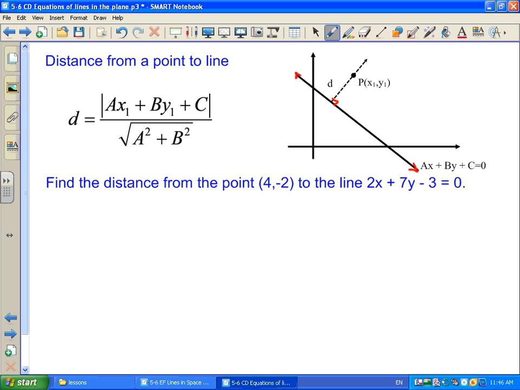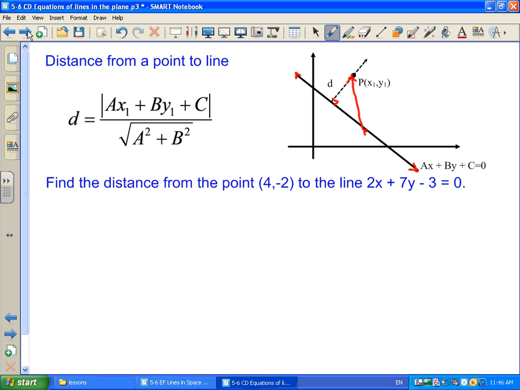Now the textbook goes through a big long derivation of how you do this. It involves picking a point on the line, drawing a vector between those two points, doing the projection of this vector onto the normal, et cetera, et cetera. What you need to know and remember is this formula right here and how to use it. Okay? All this formula is, is our Cartesian equation with the coordinates of the point, x1 and y1, substituted in. We take the absolute value of that, and then down below we've got the magnitude of that normal vector, a, b.